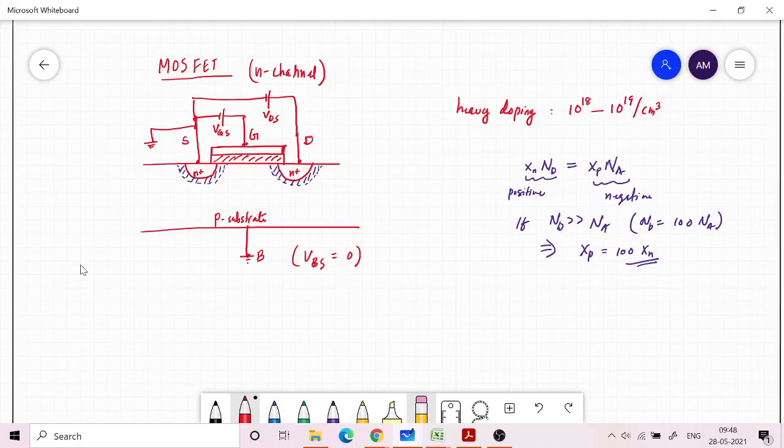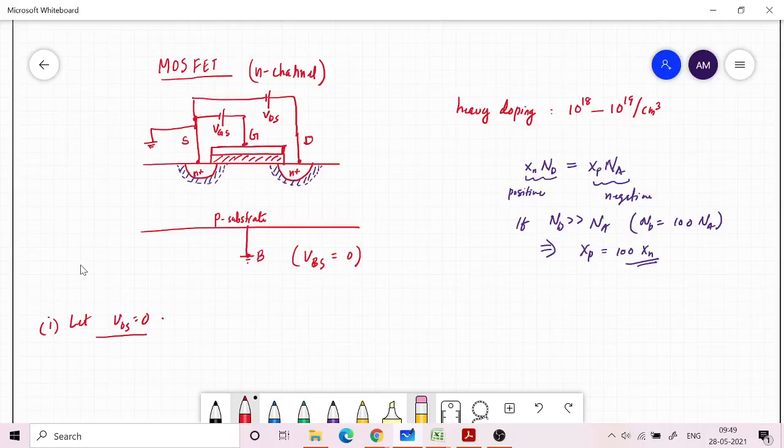So in order to see that, let us consider the case where initially we will go step by step through the operation. Initially we will consider the case where VDS is equal to 0. That means we are not applying any potential, so it's like just joining the drain and source, or in other words, you are grounding the drain also. And then what we do is we are going to apply a positive potential at the gate.